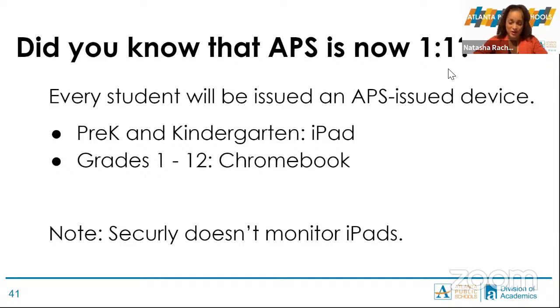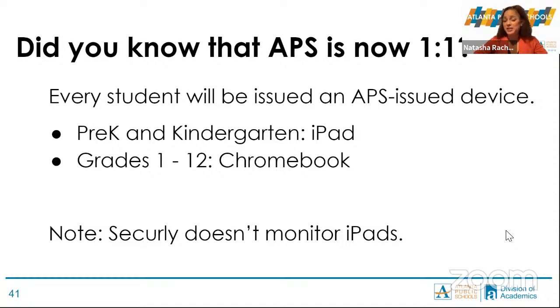So if you didn't know, APS is now one-to-one. So what does that mean for you and your student? What that means is that every student in Atlanta Public Schools now has an APS issued device, which is awesome. For our pre-K and kindergarten students, they all have access to an iPad. And for our 1st through 12th graders, they all have access to a Chromebook. Securely works on all of the Chromebooks, but at this time, it does not yet work on the iPads.